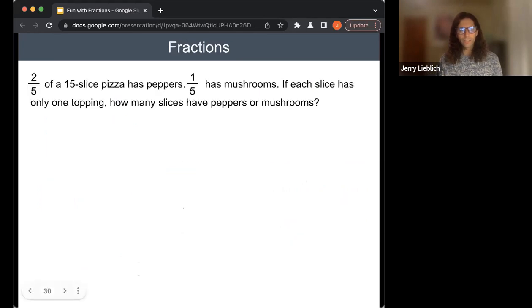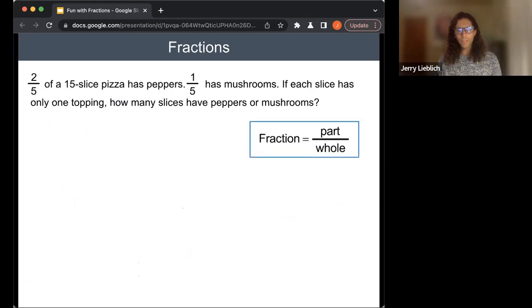Let's try a couple more. So here we've got kind of a full word problem. And for this kind of word problem, I think thinking with the formula is really helpful. So I want you to try this, and then I'll walk you through a solution that I think is clear.